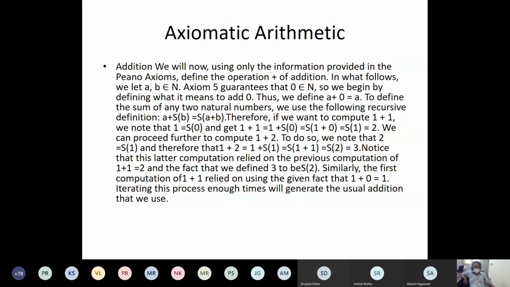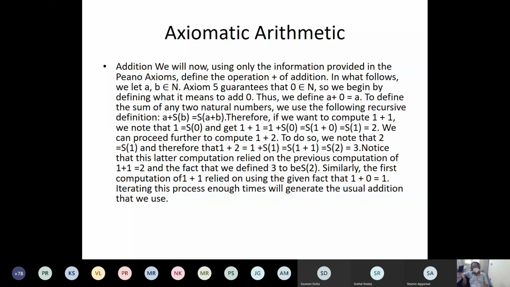We can proceed further to compute 1 plus 2 and so on. To do so, we note that 2 is S1 and we therefore proceed similarly. Notice that this latter computation relied on the previous computation of 1 plus 1 equal to 2, and the fact that we defined 3 to be S2. Similarly, the first computation of 1 plus 1 relied on the given fact that 1 plus 0 equals 1. Iterating this process enough number of times, we generate the usual addition that we use.